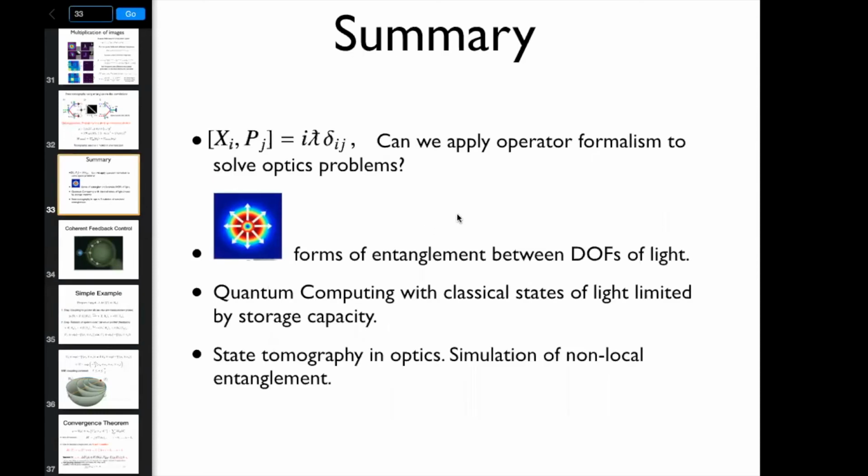So here's the summary. What did we see? We saw that there is an algebra of commutators that is non-trivial, and the wavelength plays a role. Then there was the question, what can we do with the operator formalism to solve problems in optics? We talked about entanglement and how it might be used to do things in quantum information processing. And I argued that quantum computing might be possible with classical states of light, but the storage capacity is severely limited. What I didn't show you is how to simulate non-local entanglement. It's possible, but I have to shift it to another day. Okay, thank you very much for your attention.